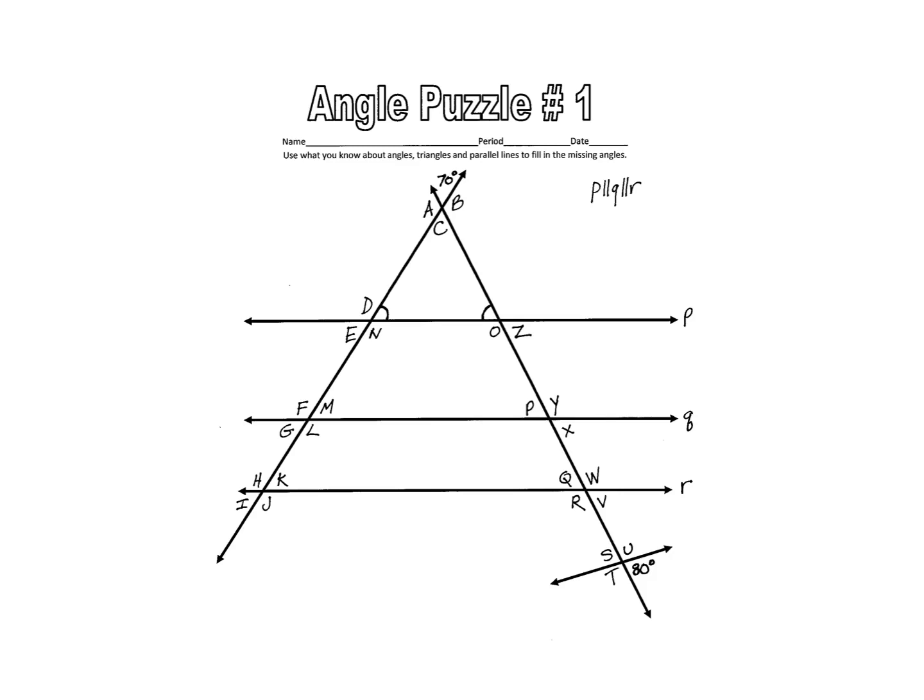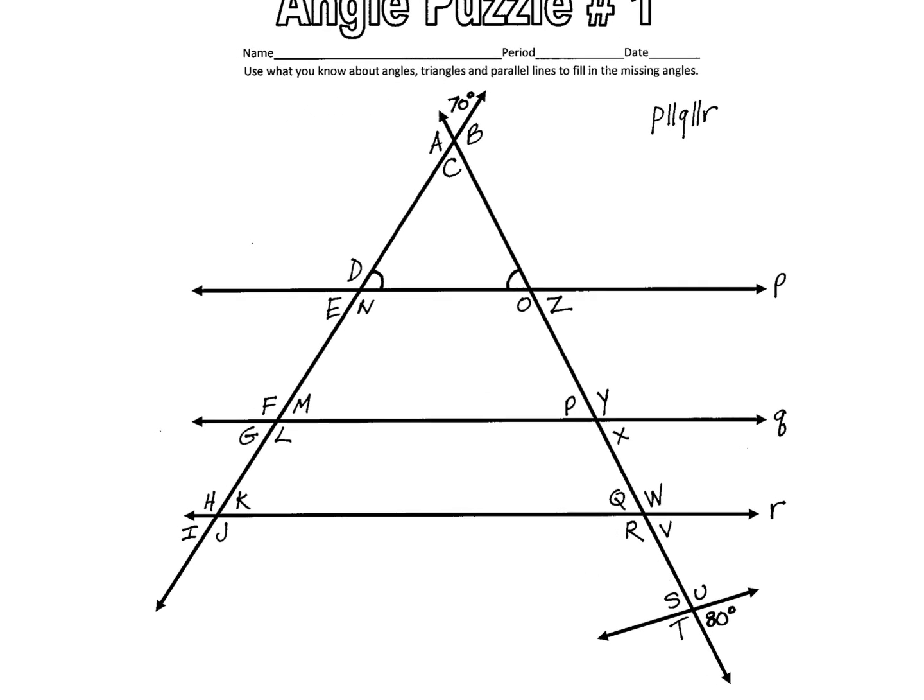These are parallel lines and transversals, okay? So this angle here is 70 degrees, and angle C and this angle are vertical angles. Therefore, angle C is 70 degrees.